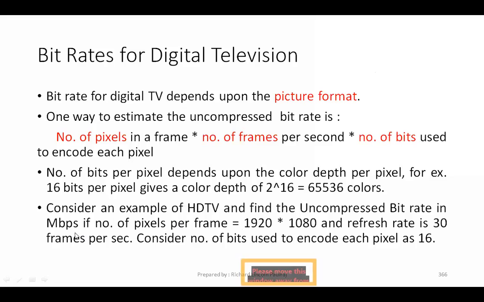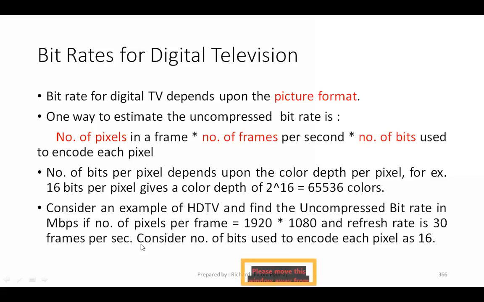So this is a configuration of 1920 by 1080p, and the refresh rate is about 30 frames per second. One more thing I would like to say is that the most commonly used refresh rate is about 30 frames per second. If you see the specifications of your camera, they would write video at 30 frames per second, or you can shoot in 60 frames per second.